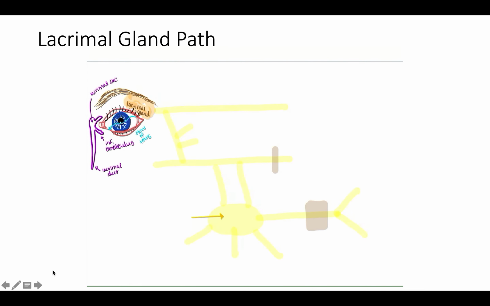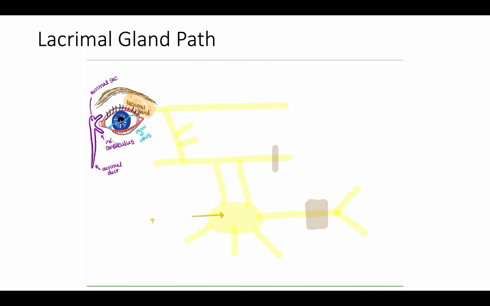Okay, so this is going to be the PT ganglion, pterygopalatine ganglion. And that should say ganglion on there. Right here, we've got our maxillary nerve, which, remember, this is V2. Then right here, we're going to have the nerve to the PT canal.